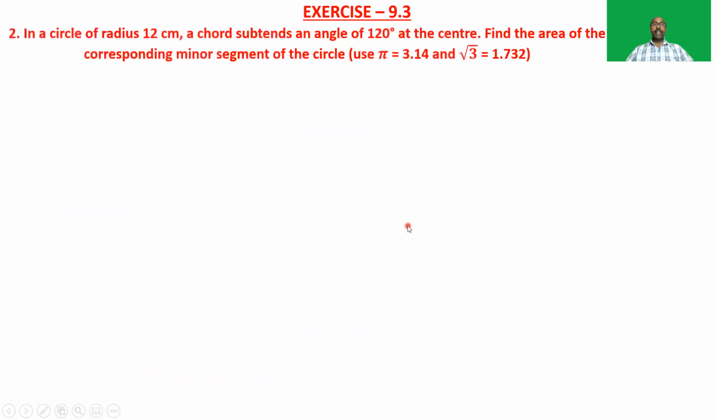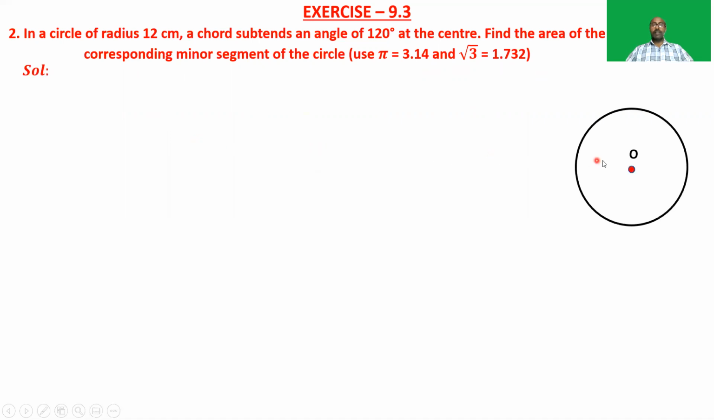In a circle of radius 12 centimeter, a chord subtends an angle of 120 degrees at the center. Find the area of the corresponding minor segment of the circle. Use pi is equal to 3.14 and root 3 is equal to 1.732. So here we just have to find the area of minor segment only. No need to find the area of major segment. Okay.